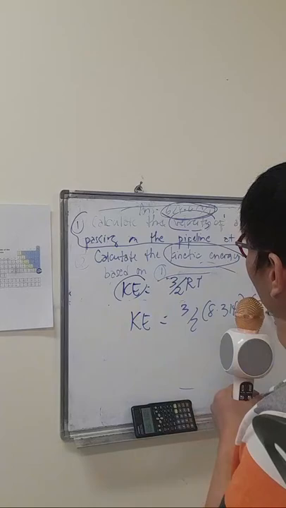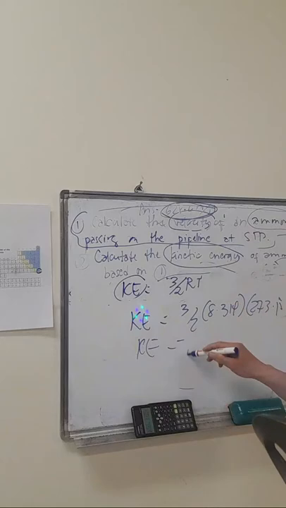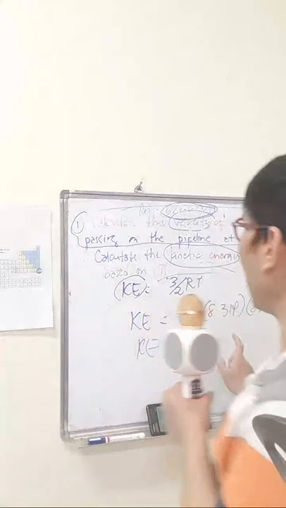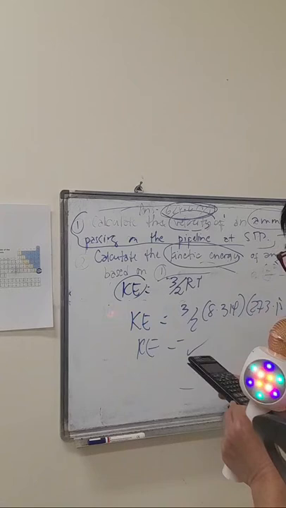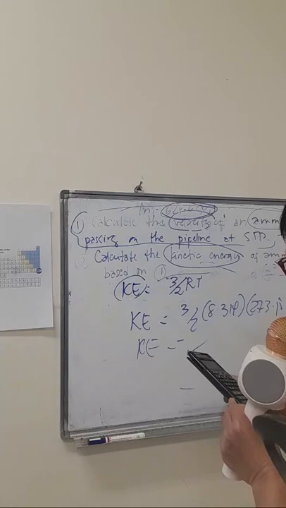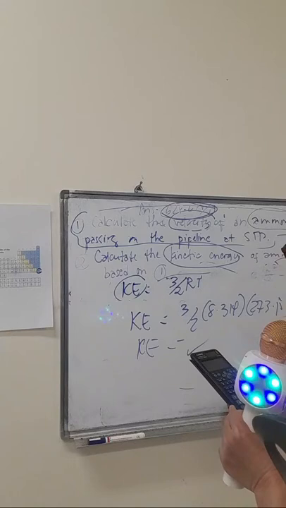I think that's the answer, the kinetic energy. No need to elaborate further. So let's compute: 3 divided by 2, times 8.314, times 273.15. So that is 3406.6 kinetic energy.